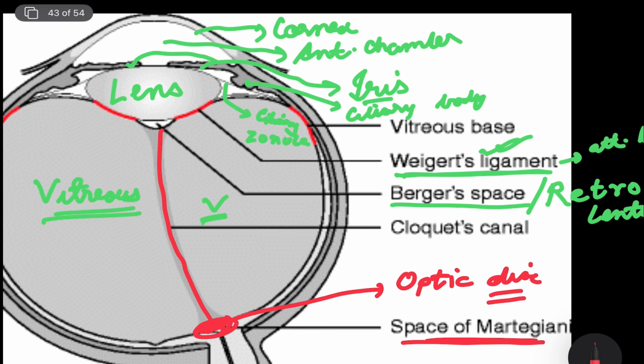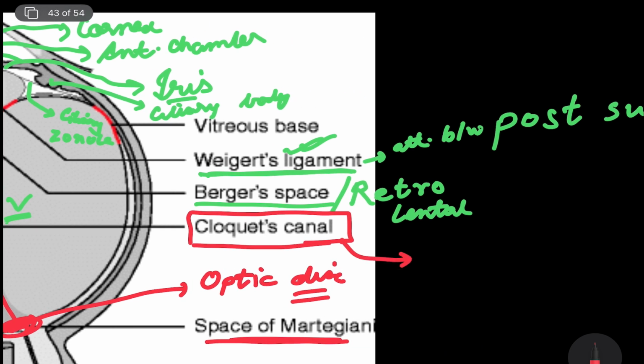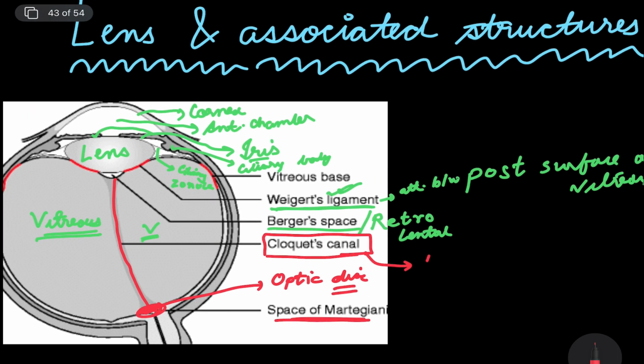Did you understand what Vigart's ligament is? Did you understand what Berger's space is? Good. Now we are advancing. We are talking about this long canal that is running from the lens up to the optic disc over here. There is a structure over here called the optic disc. What exactly is the optic disc? We'll talk about it when we talk about the retina. So this long canal is called the Cloquet's canal. This Cloquet's canal runs from the lens to the optic disc.